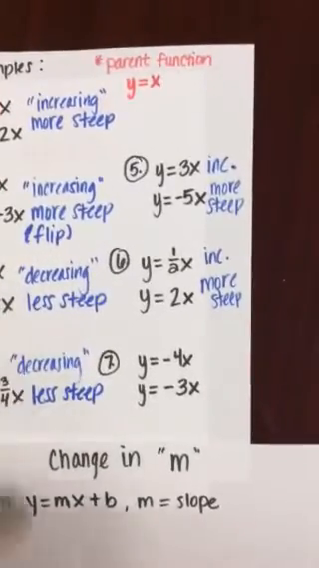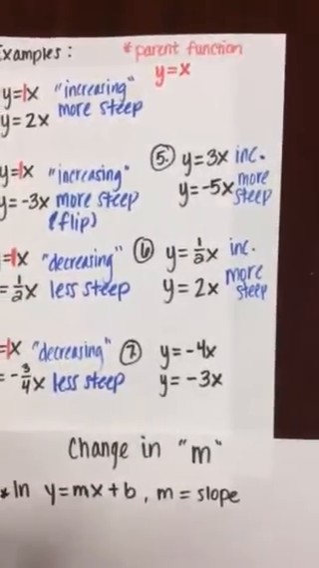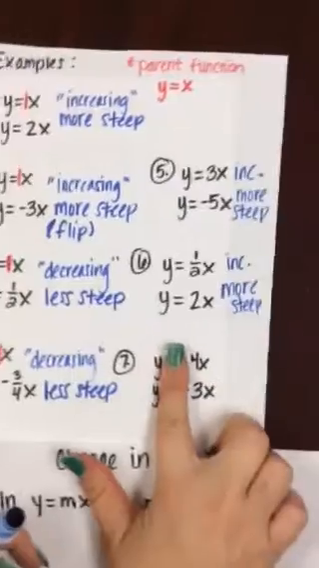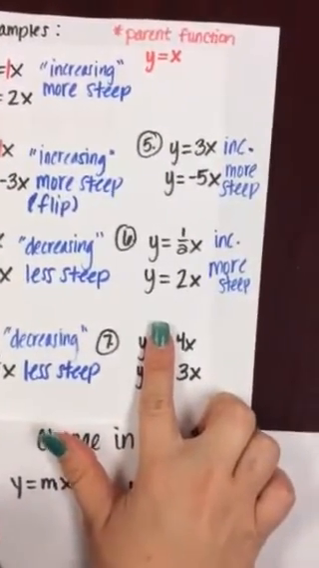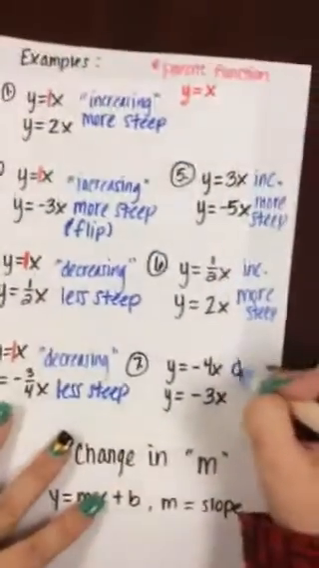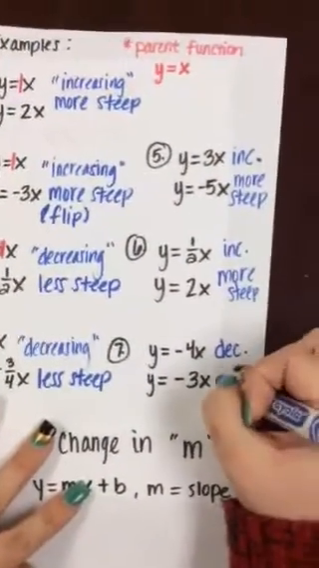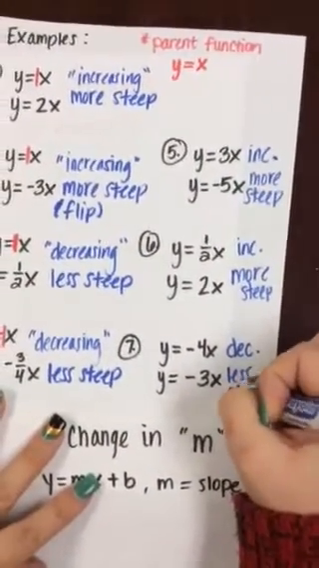And our last example, from negative 4 to negative 3. Again, we hide our negatives. So from 4 to 3, is that increasing or decreasing? That is decreasing. So it would be less steep.